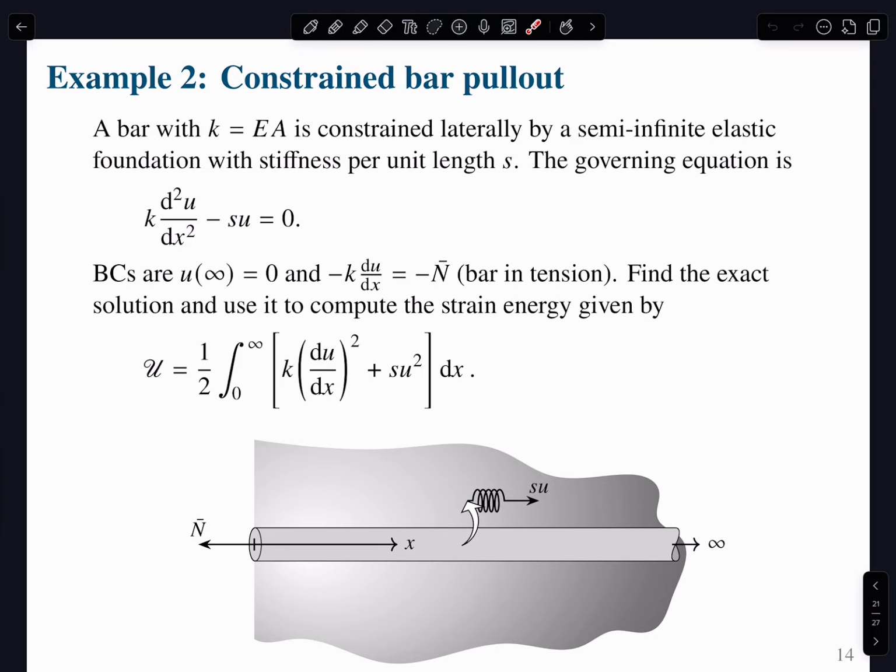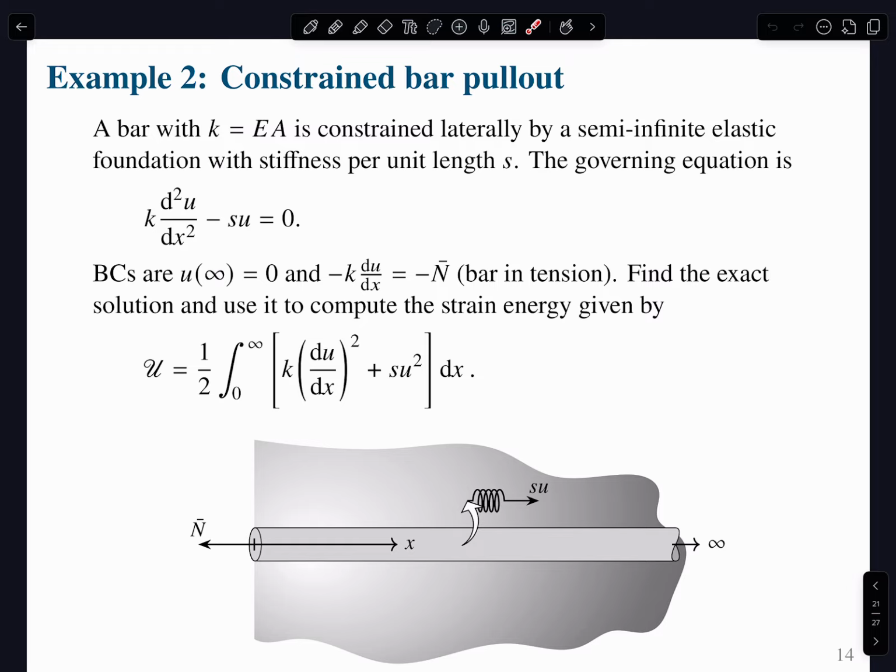Second problem, the constrained bar pull-out problem. And again, we discussed a little bit about this. We included that term in the differential equation just to deal with this type of problem. So imagine that you have some bar, and now I have a constant EA. So I don't have a material interface here, right? But this one is constrained laterally, right? So we have this constant spring that is basically at every point along the bar being constrained laterally.